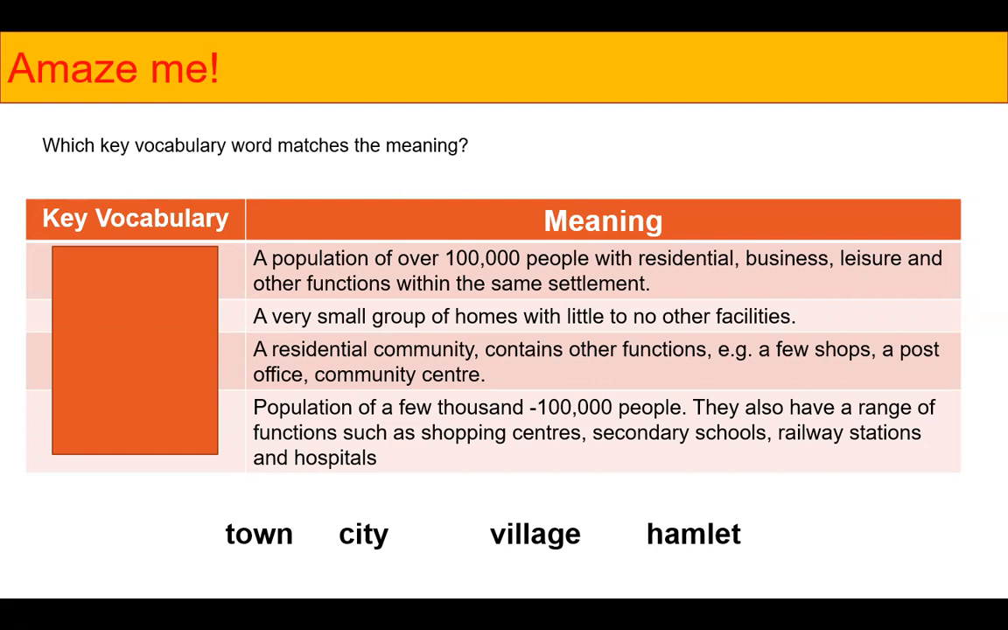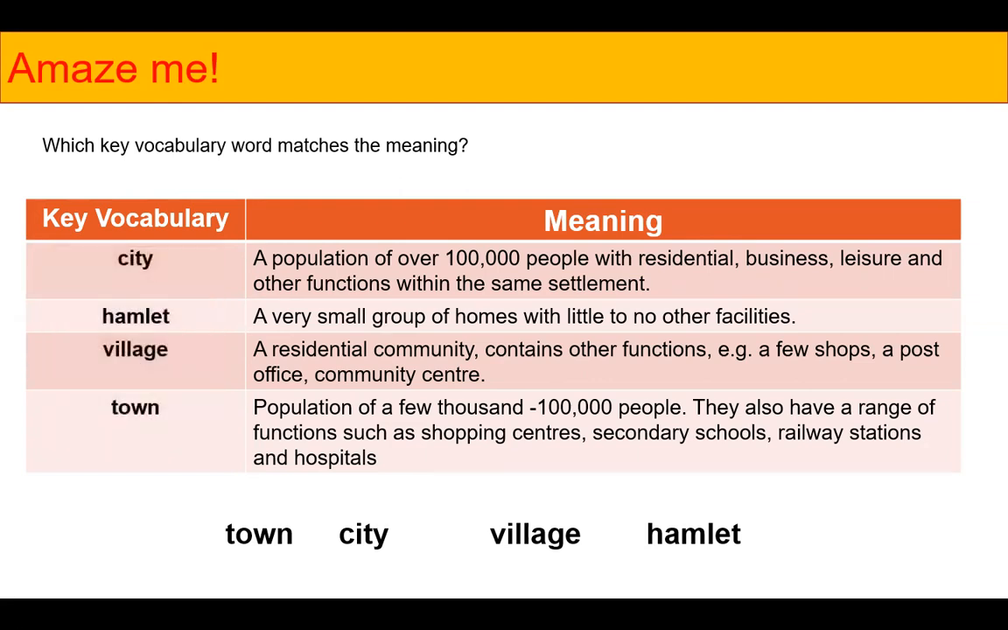Okay, the answers are: first one, a city has a population of over 100,000 people with residential, businesses, leisure, and other functions within the same settlement. A hamlet is a small group of homes with little or no facilities. A village is a residential community containing other functions, with shops, post office, and community centre. And a town has a population of a few thousand to 100,000 people, and they also have a range of facilities and functions such as shopping centres, schools, railway stations, and hospitals.